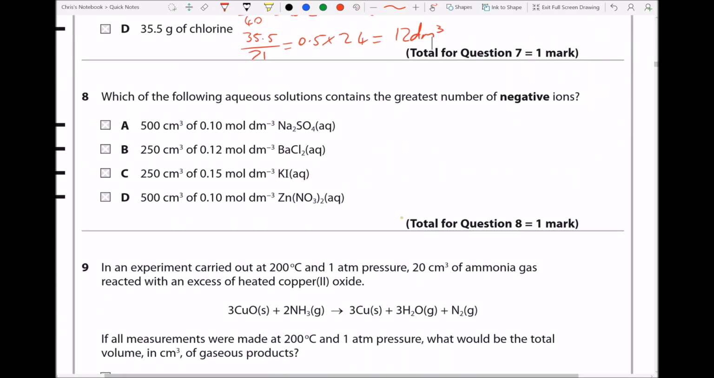Okay. Question 8. Which of the following aqueous solutions contains the greatest number of negative ions? Right. What we have to do is just work out the moles for the full molecule.